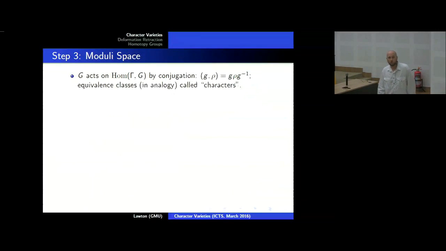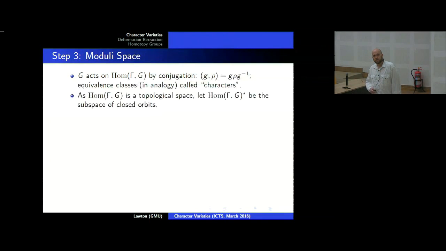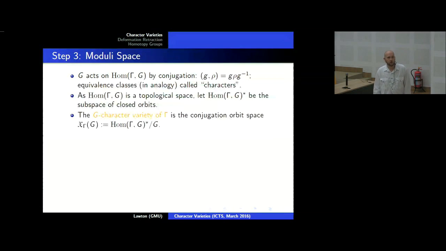Okay. So what do you do with that data? You look at the conjugation action on homomorphisms. In analogy, if we were conjugating by GL(V), these would be traditional characters. We're conjugating by G, so it's in quotes, not really a traditional character, but an analogy. And since we have a topological space, we can look at the subspace consisting of points with closed G orbits. Then I'm going to call the G character variety just the orbit space. Okay. Polystable quotient.